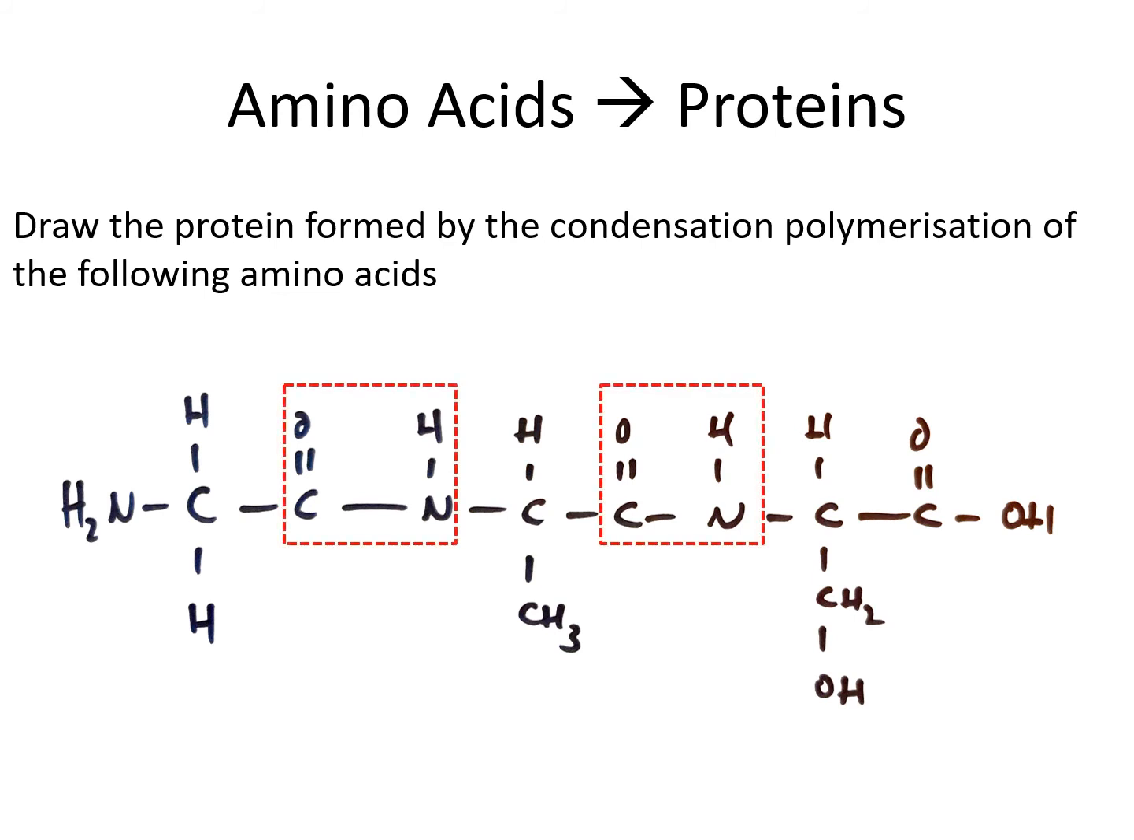We should have found that we have two peptide links or two amide links. And just a little word of warning, a quite common mistake for pupils to make is to miss out the hydrogen that comes above the carbon that is flanked by the amino and the carboxylic acid group. So hopefully you've got all of that included.